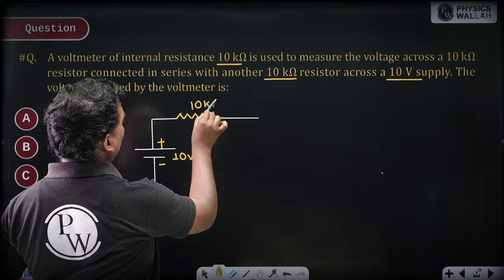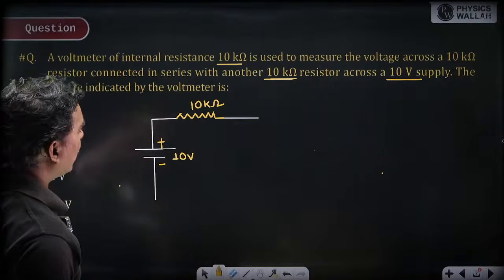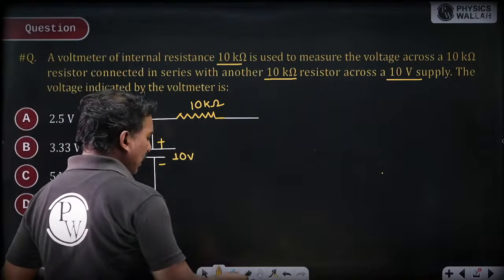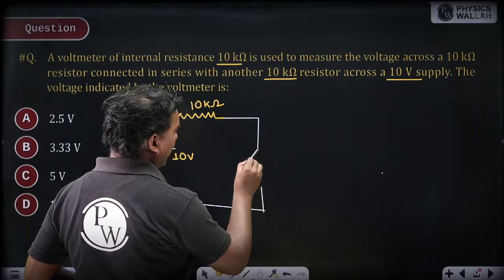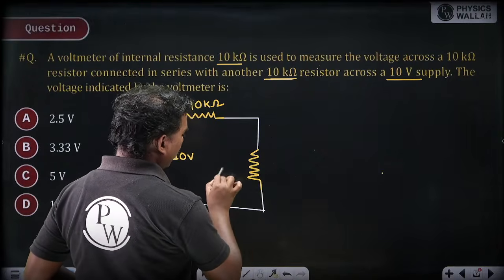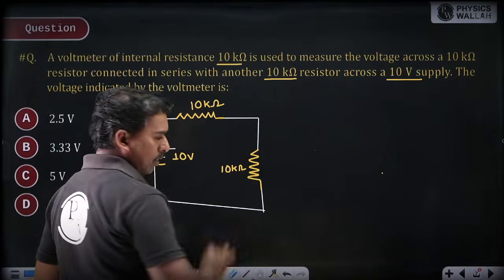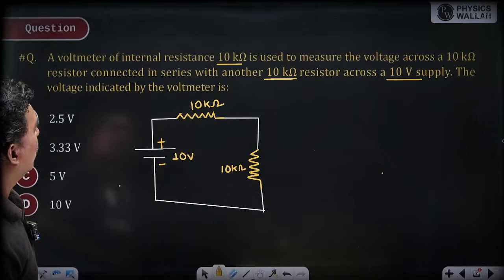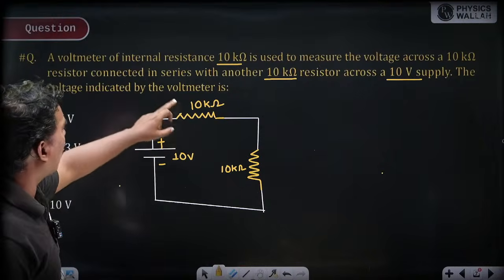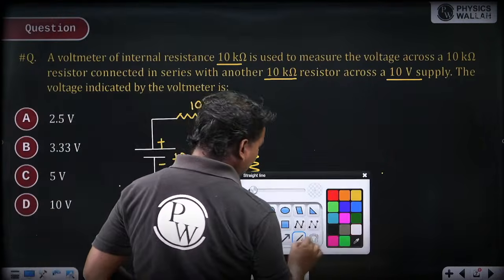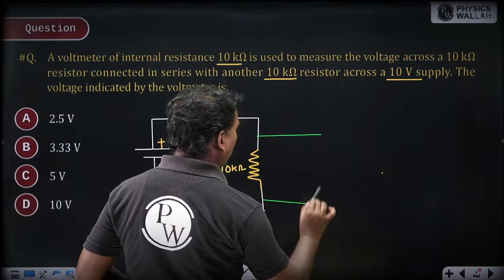This is a 10 kilo, sorry, used to measure the voltage across a 10 kilo ohm resistor. So there is another 10 kilo ohms resistor here. Across a 10 volt supply. See, question is a voltmeter of internal resistance. So there is a voltmeter like this.